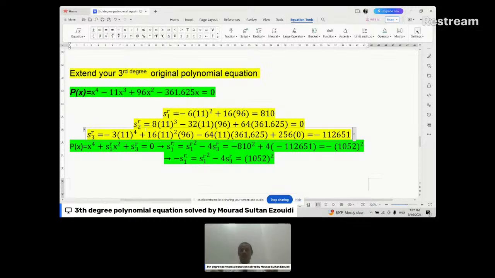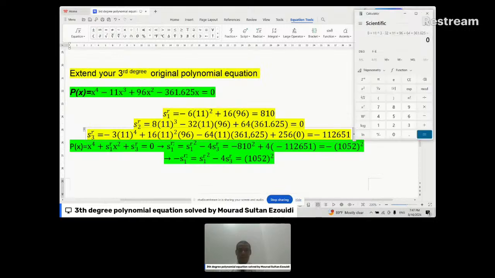Now I substitute the coefficients of my original fourth degree polynomial equation into this discriminant formula. Now, learners, I will calculate this. We have negative 3 times 11 cubed, negative 3 times 11 cubed.